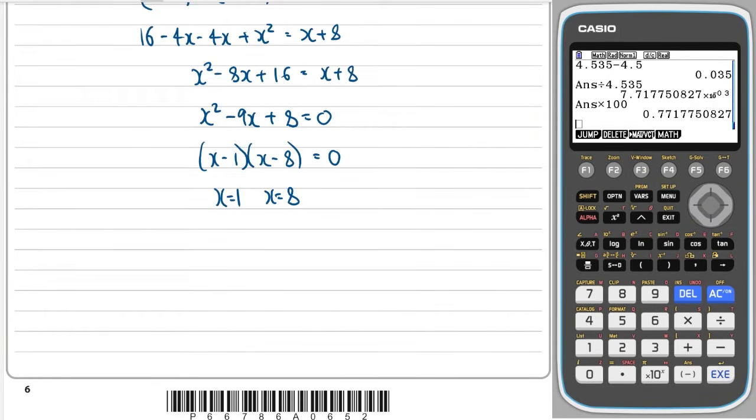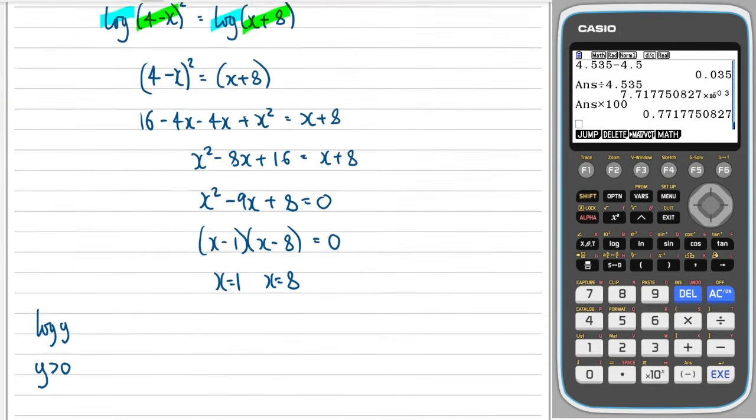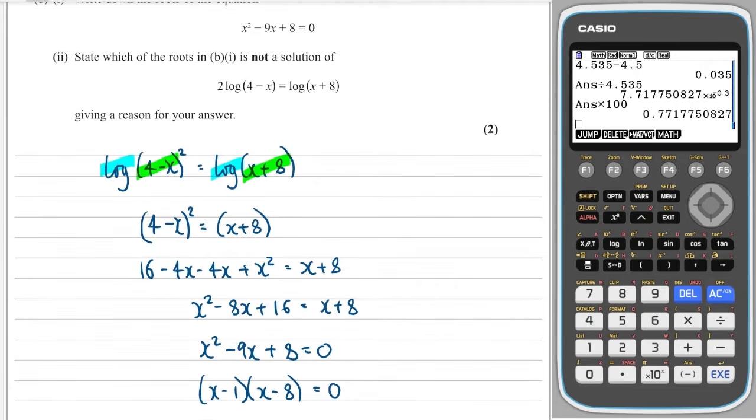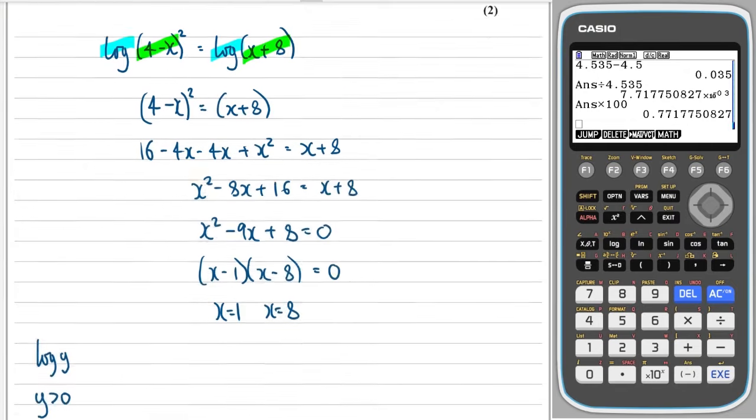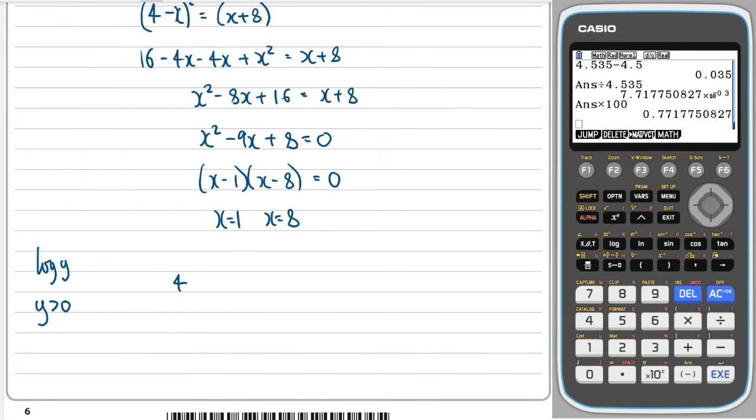Okay, what we know about logs is if we have, for example, log of y, then y must be positive. Whatever, you can't log a negative number. So at the moment, our two inputs are 4 minus x and x plus 8. So we know that 4 minus x must be greater than 0, and also x plus 8 must be greater than 0. Now, do they work for x equals 1? Well, this would give me 3 is greater than 0, which is good, and this would give me 9 is greater than 0, which is good. Okay, so x equals 1 works.